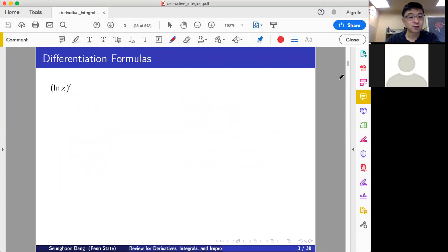What is ln of x prime? It's 1 over x. ln of g of x prime, you can do the chain rule: g prime of x over g of x. Do you remember what log x with the base a prime is? Could you write your answer? What is log x with the base a prime? What do you think?